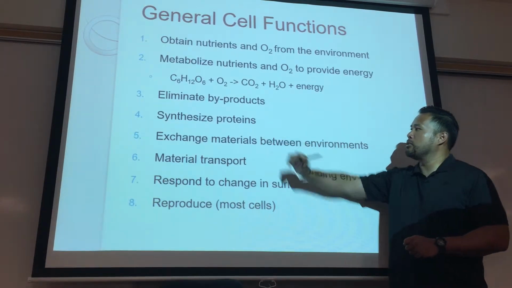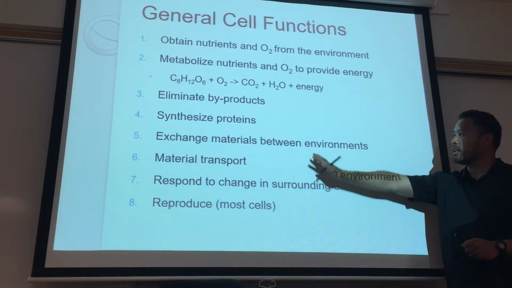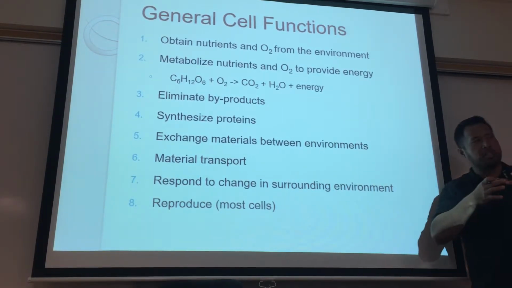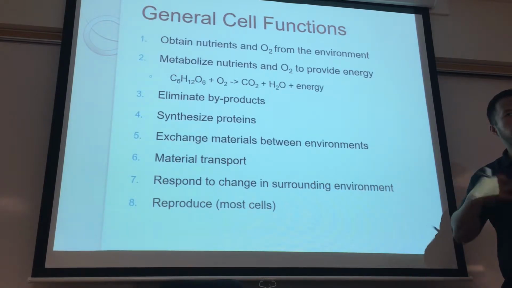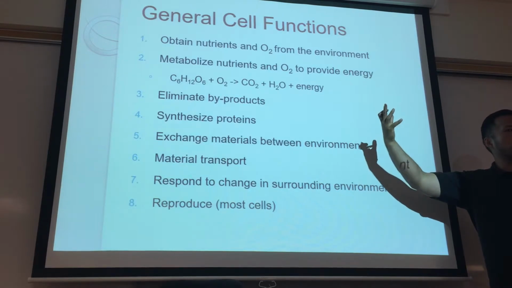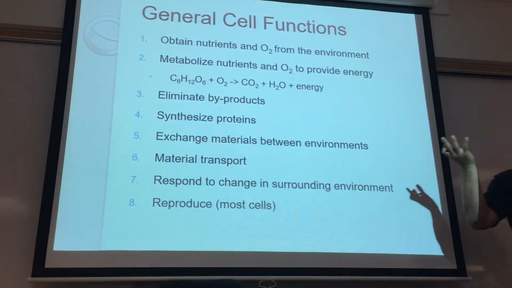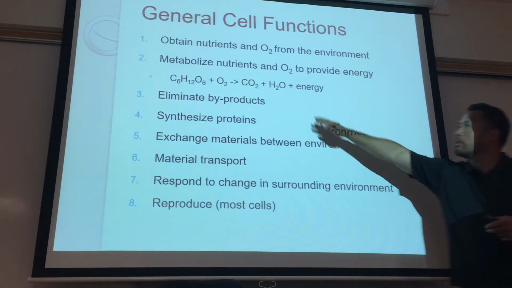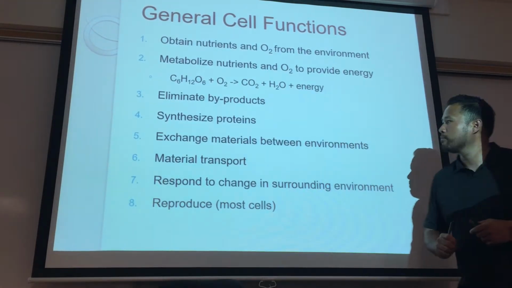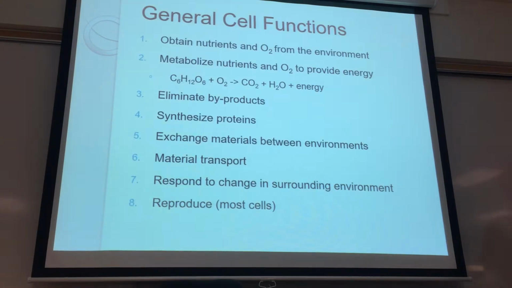So we need to constantly produce these proteins and then exchange materials between the environments. Not only does a cell have to exchange with the external environment, we as humans have to communicate with the external environment. We need to take in oxygen and release that excess CO2 that's been burned through cellular respiration. So we need to eliminate that excess CO2 and move things in and out of the cell.